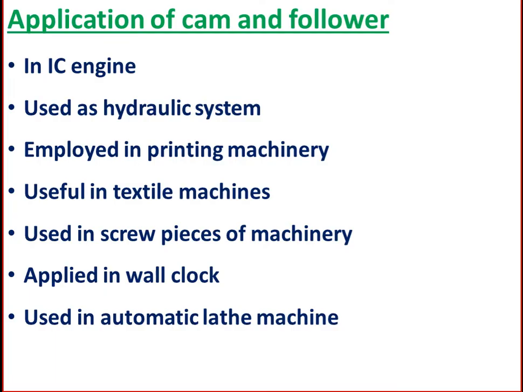So following are the applications of cam and follower. Cam and follower are used in the IC engines to close and open the outlet valve and intake valve. It is also used in hydraulic systems because the mechanism is independent of the fluid pressure. Cam and follower are employed in printing machinery for printing the screen. Push helps take the position where printing will be done, and the pull helps to print on it. This mechanism is also useful in textile machines for sewing and pulling the fabric with one push to run the machine.